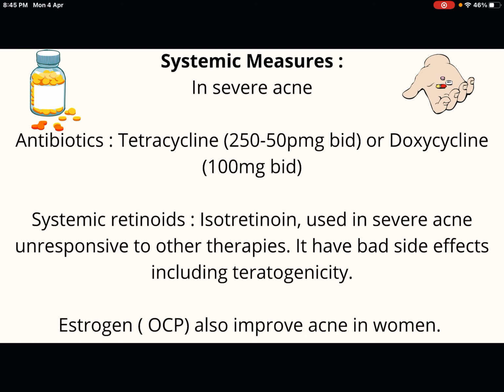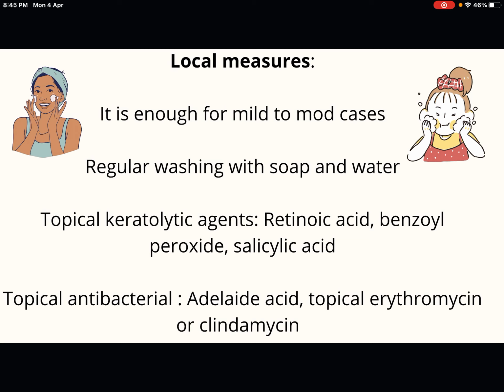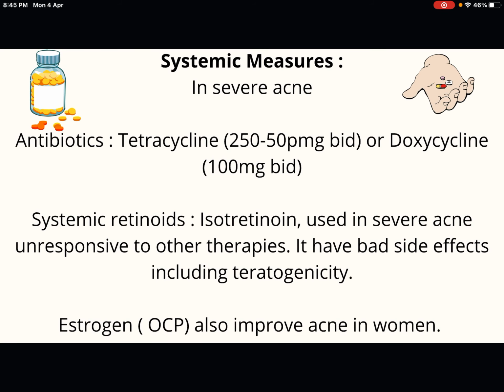Now let's see what the systemic measures are. These systemic measures we use in severe acne. The first one is antibiotics. We give tetracycline and doxycycline because these two drugs have an effect on Propionibacterium acnes and will also reduce the inflammation. So tetracycline 250 to 500 milligram BID, or doxycycline 100 milligram BID. And also systemic retinoids we can give. There we gave topical keratolytic and topical antibacterial; here we are giving antibiotics and systemic retinoids.